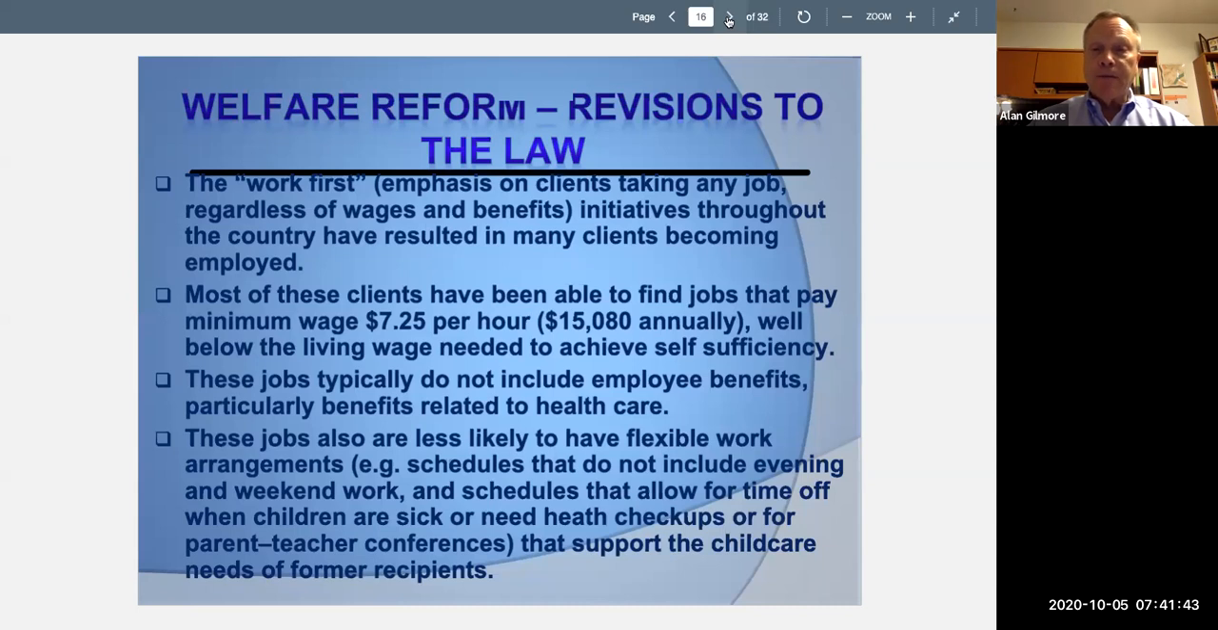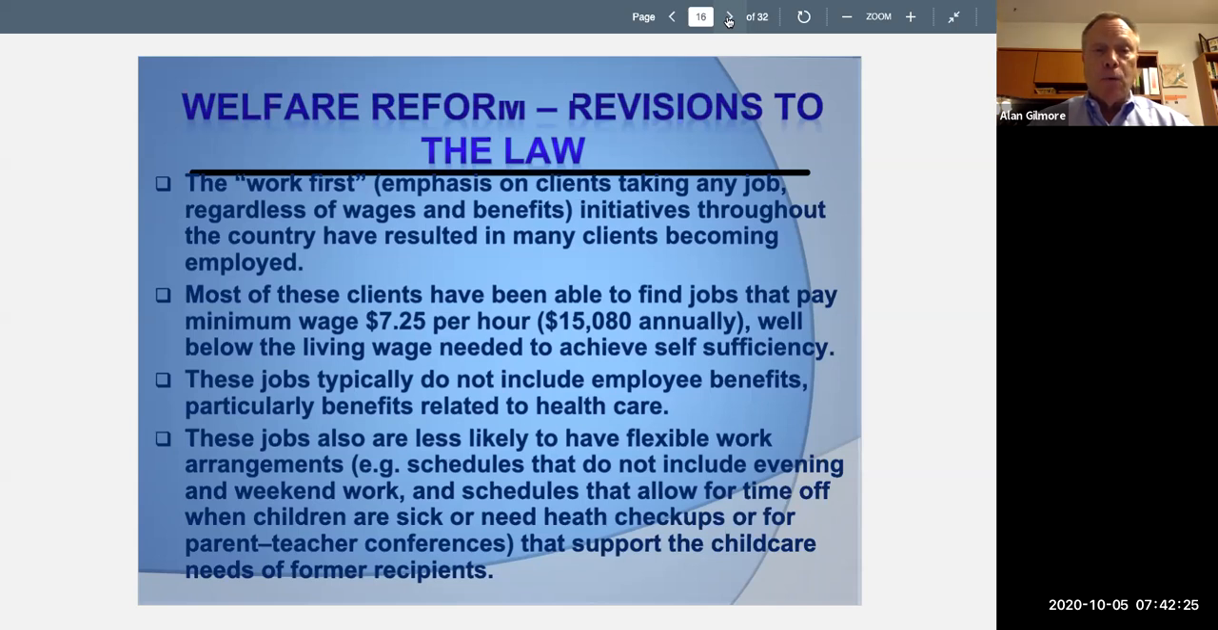Most of these clients have been able to find jobs that pay minimum wage, well below the living wage needed to achieve self-sufficiency. And I will say that minimum wage is different in every state. In California, I believe it's around $15 an hour, and I think that went into effect in January of this year, possibly. So those numbers don't reflect our current situation, but it's also questionable whether these are sufficient resources for what might be classified as a living wage.